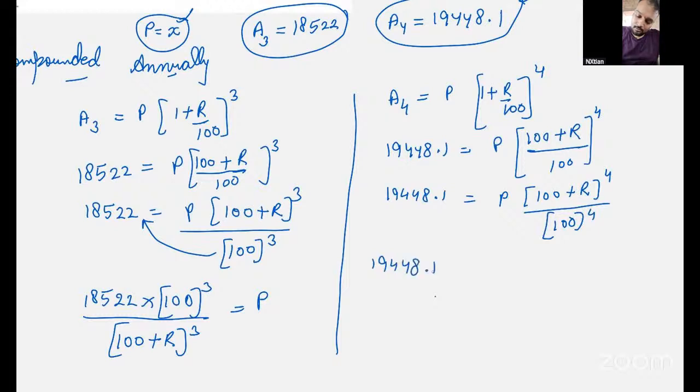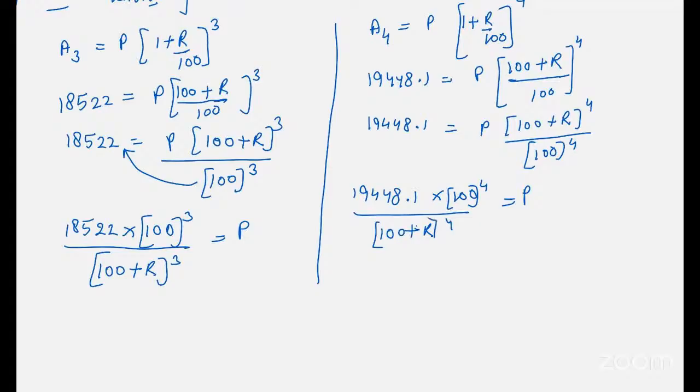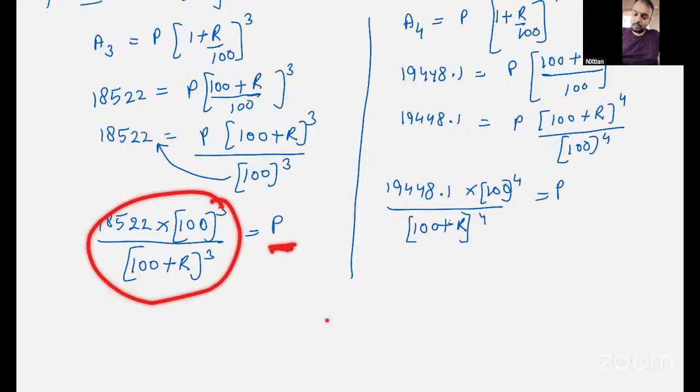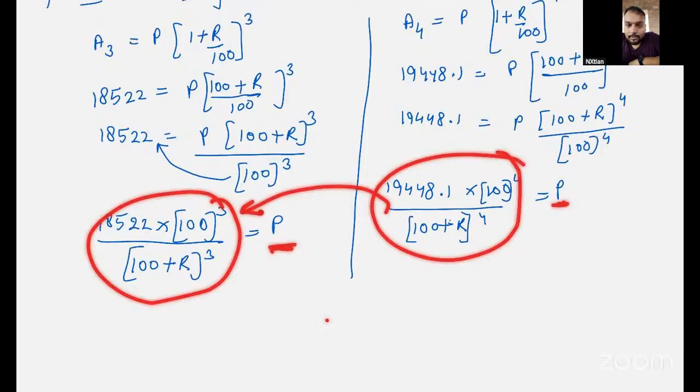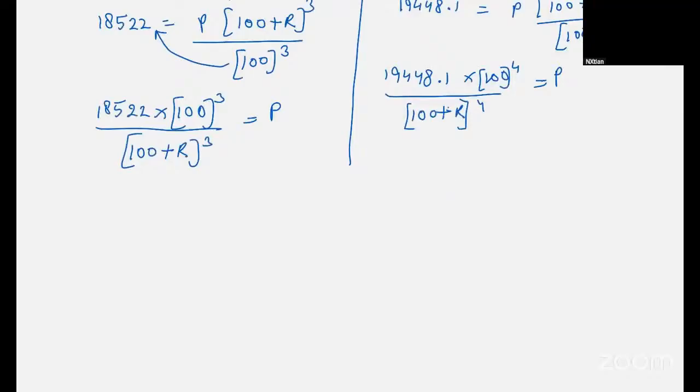8522 into 100 power 4 upon 100 plus r power 4 is equal to p. The same thing. Did you understand, guys? Now, this whole thing is equal to p, and this whole thing is also equal to p. Means they both are equal. Are you with me? So, from this, what we can say?